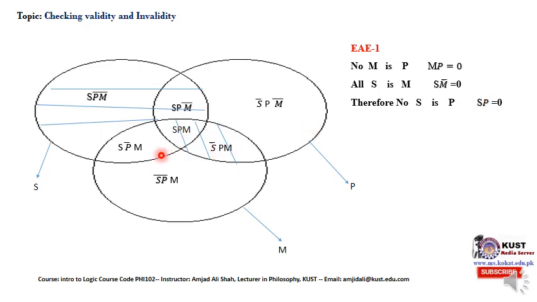Now this SP and this is both the class of SP. There is no third one. This is S bar P, this is S bar P bar, this is S bar P, this is SP bar. SP, SP, both SP, they are shaded. So it means that these premises support the conclusion conclusively. So in other words, EAE3 is valid.